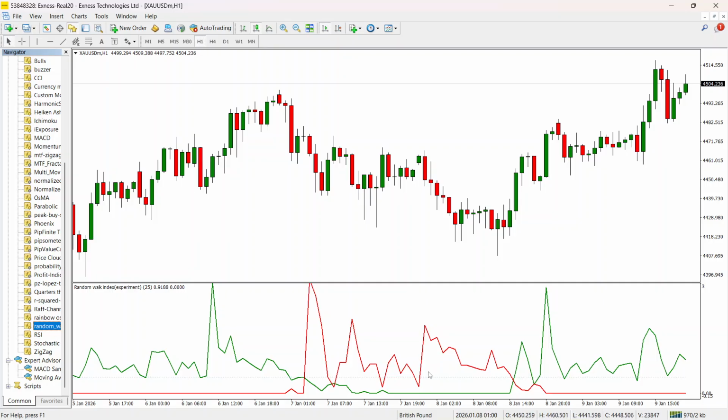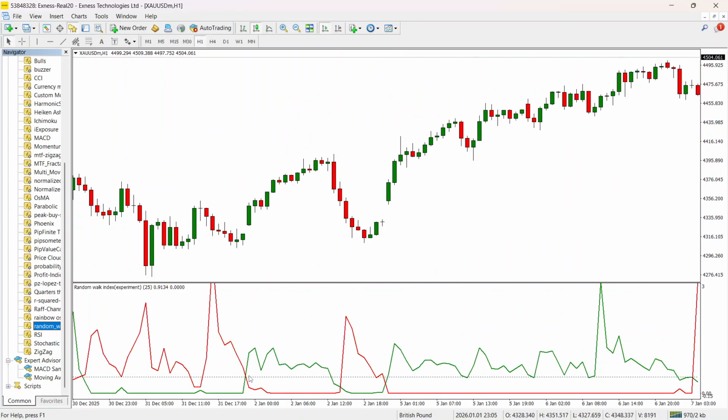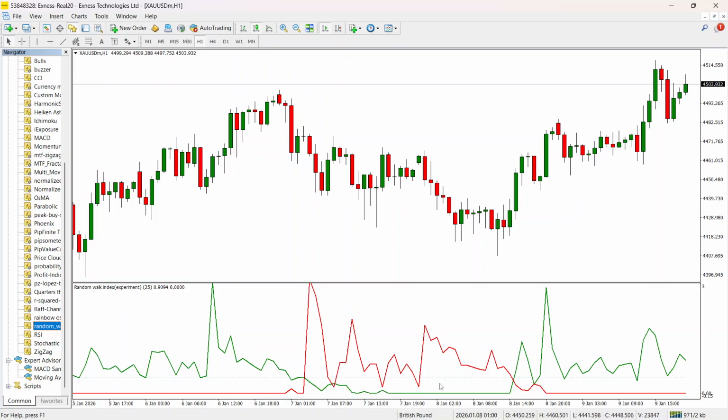Readings below 1 on both lines suggest that prices are not following a significant trend and are moving randomly, helping traders avoid choppy or directionless markets.